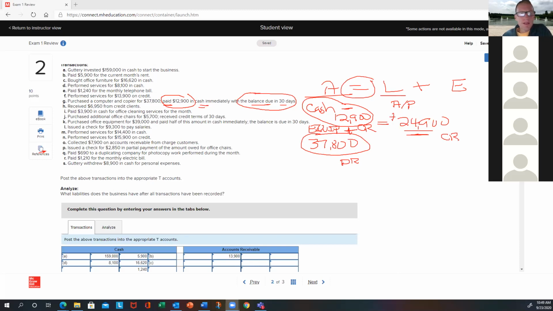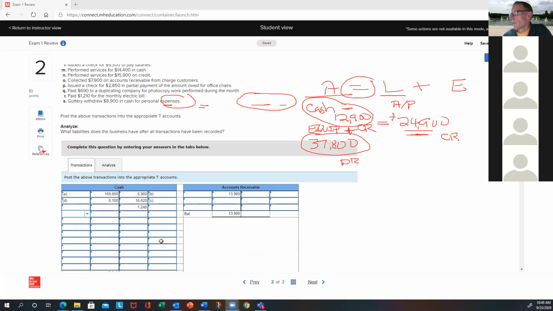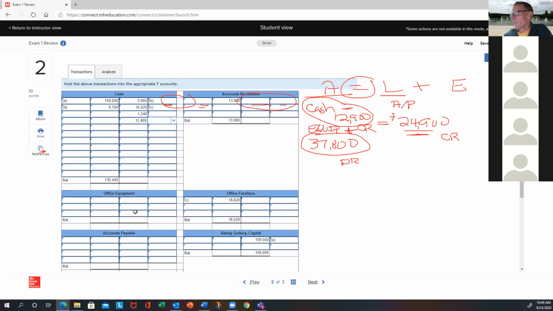So at that point, if I went to the assets, I have cash. I'd put the 12,900 as a credit. And in this one, they want you to use office equipment. I put 37,800 as a debit. And then accounts payable, I put the 24,900 as a credit. Okay. So that's how you do this. This is one of those problems where you've got three accounts affected.